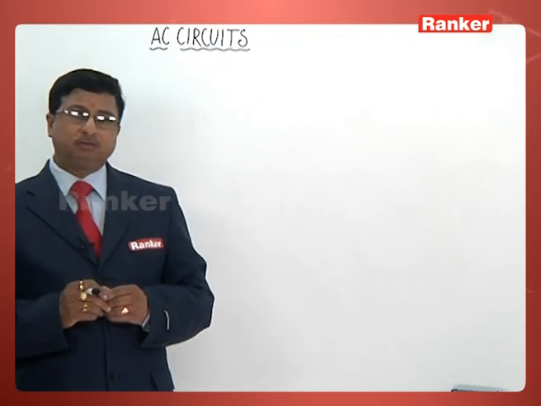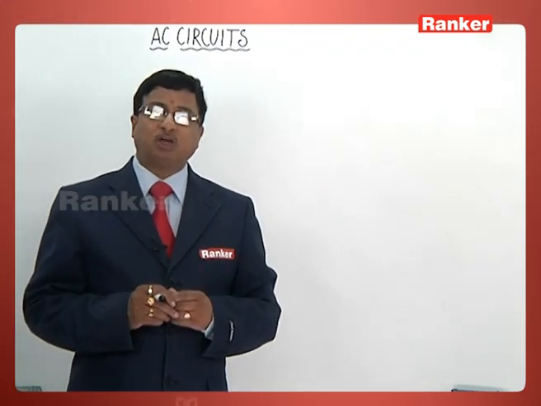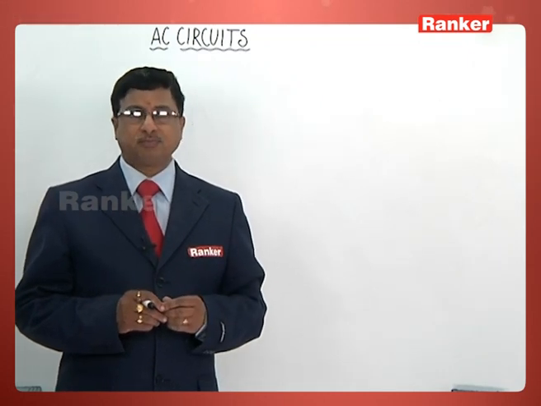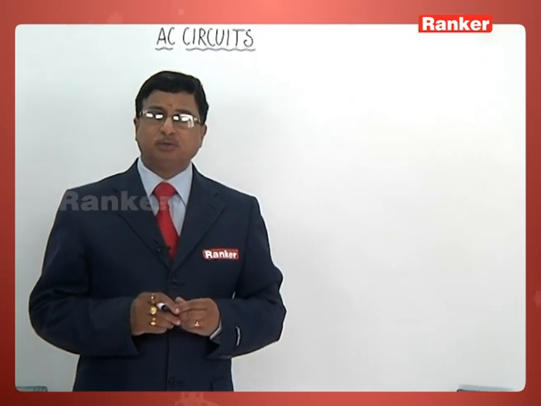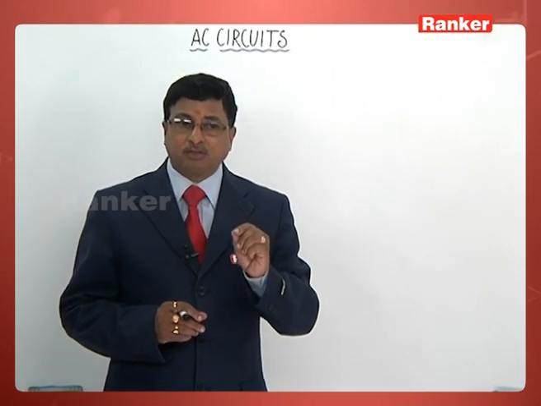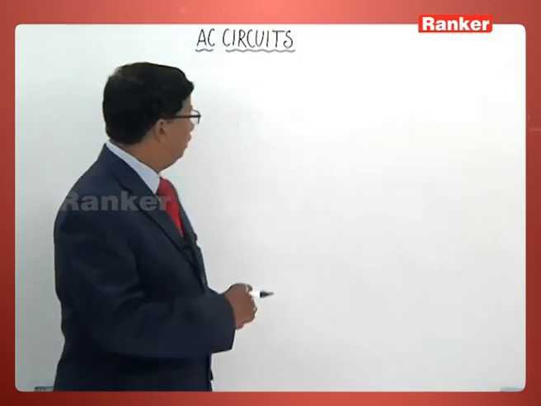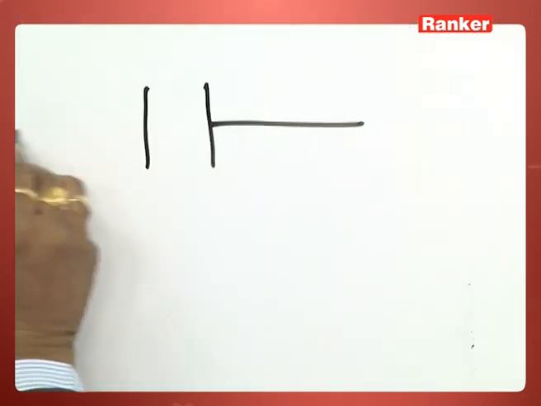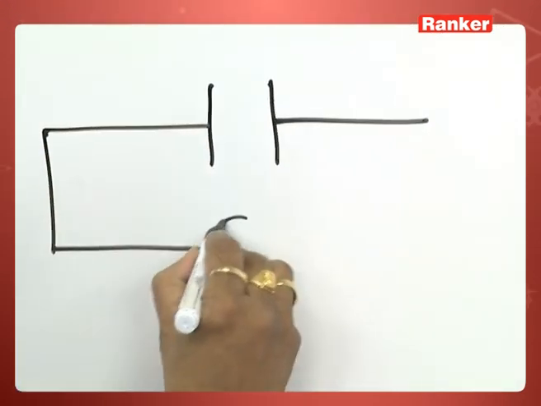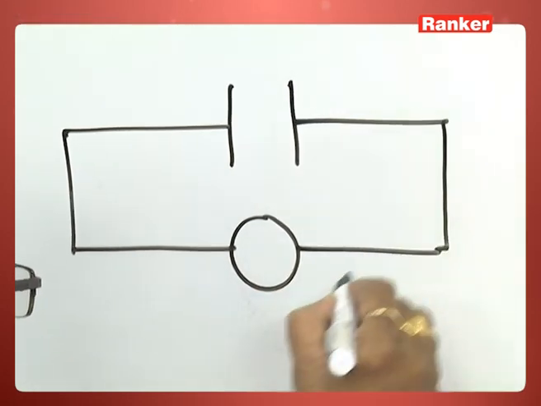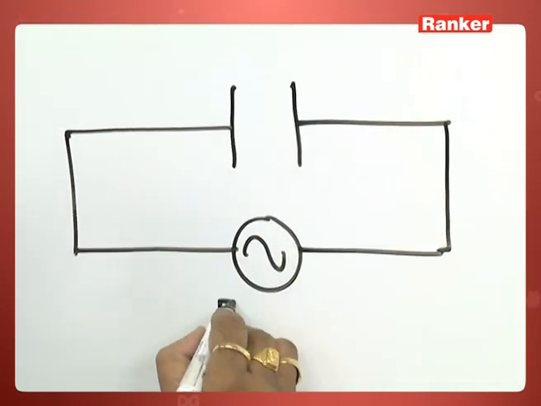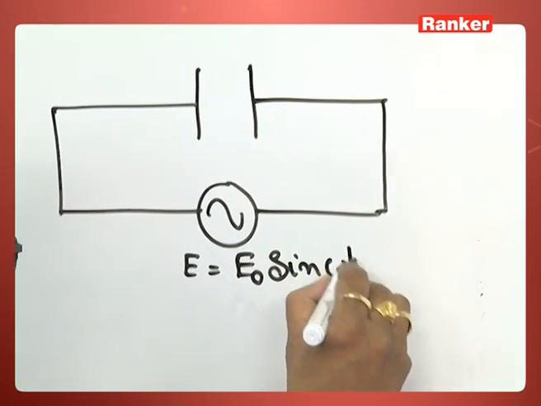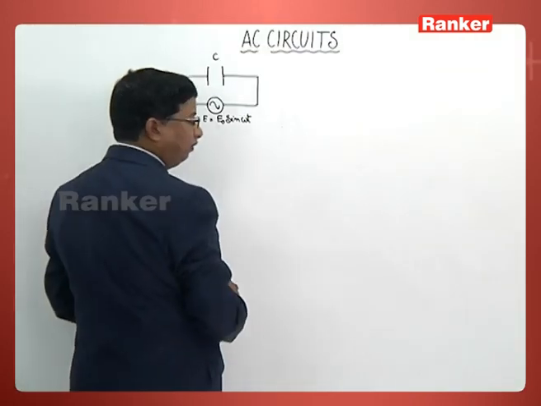Let us now take the capacitance circuit of AC. We have already discussed the resistance circuit and the exclusive inductance circuit. Now, we want the exclusive capacitance circuit. So, when we consider a capacitor connected across the source of AC, which of course is represented by E is equal to E naught sin omega t, and this is the value of C.